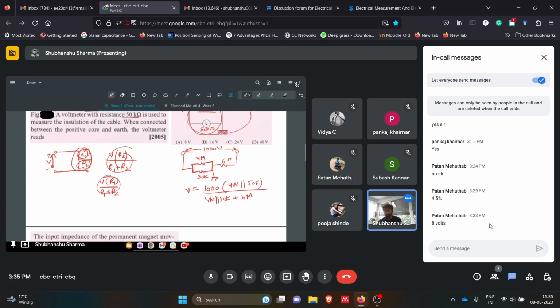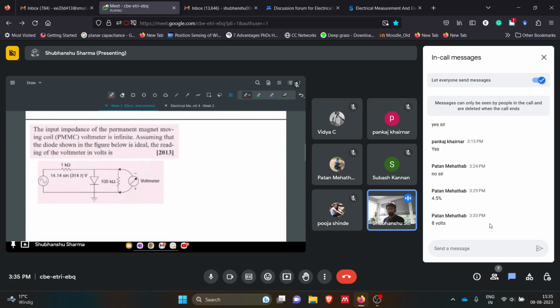Okay, if this is fine, then we'll move towards the next question. Again, a great question. So take your time and then solve this. The question is saying the input impedance of the permanent magnet moving coil voltmeter is infinite. That means no current is flowing through it. Assuming that the diode shown in the figure below is ideal, so there is no voltage drop or internal resistance of that diode, the reading of the voltmeter in volts is?